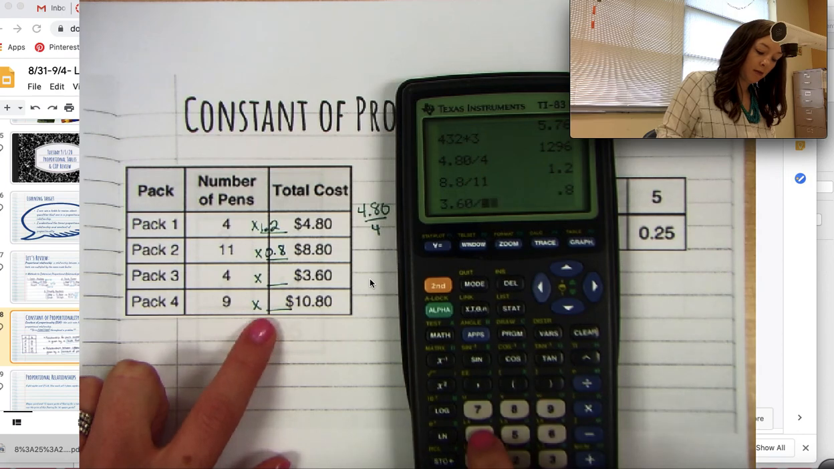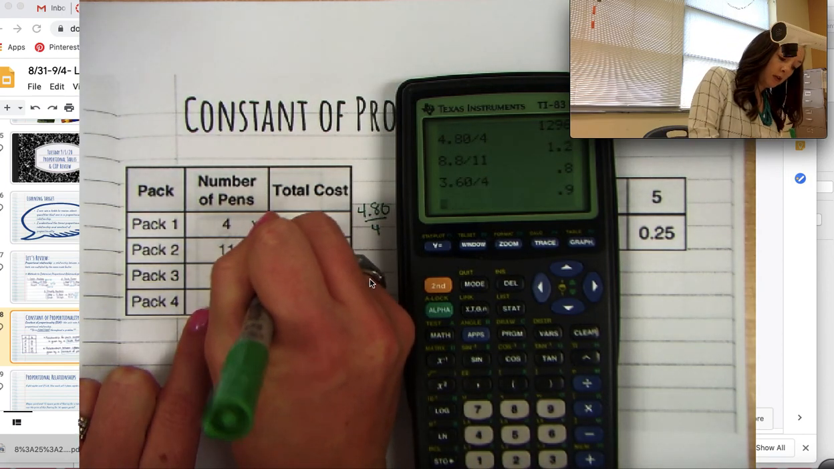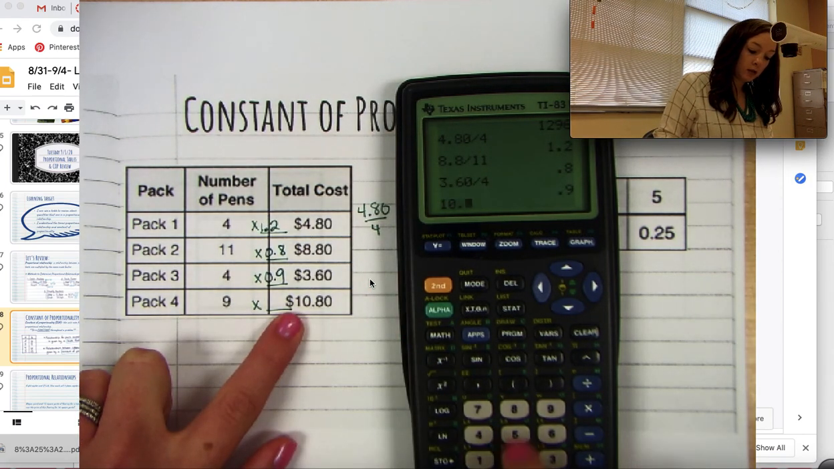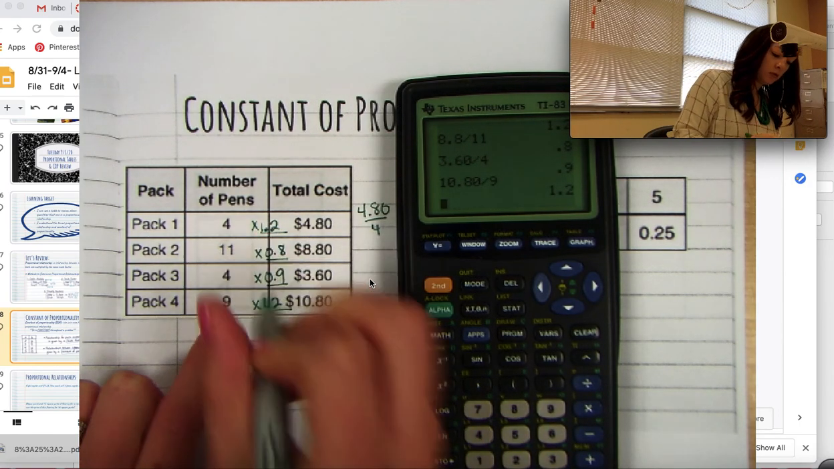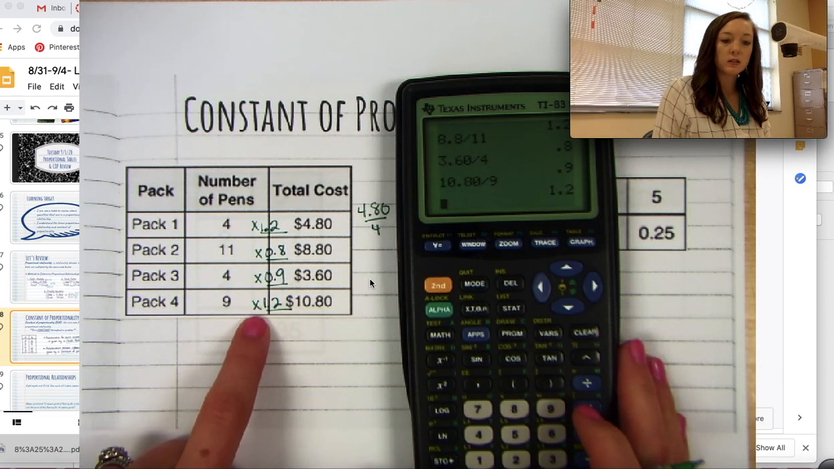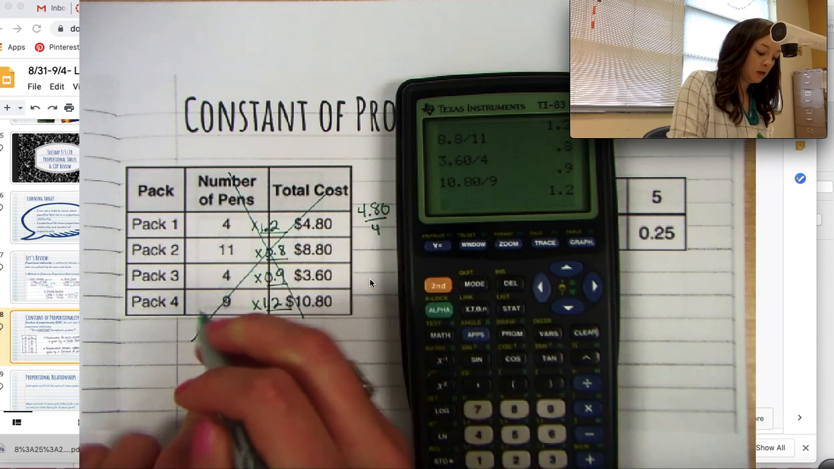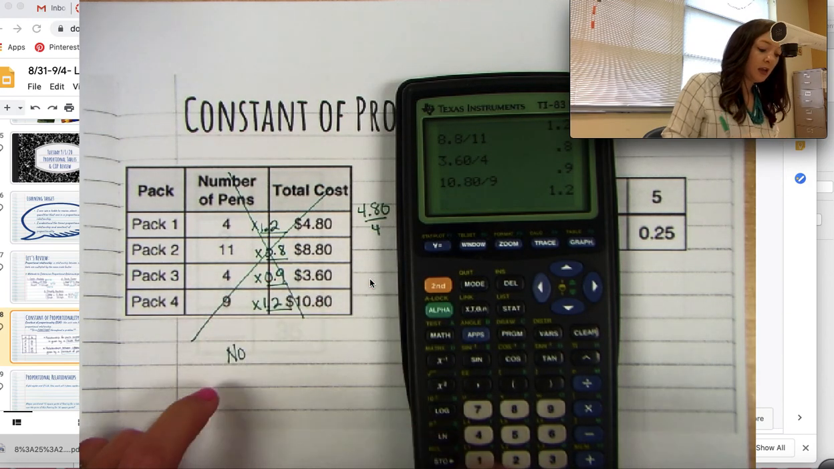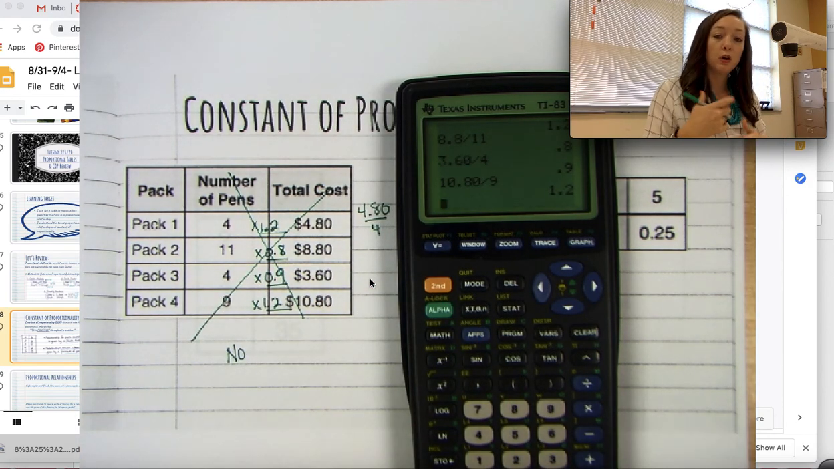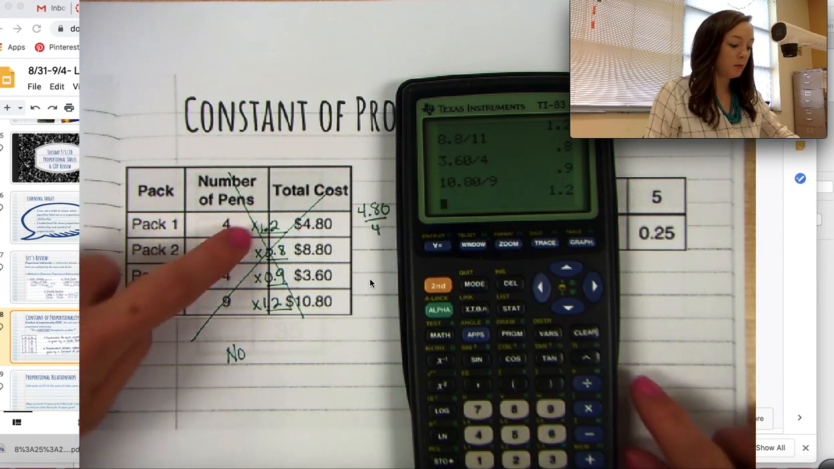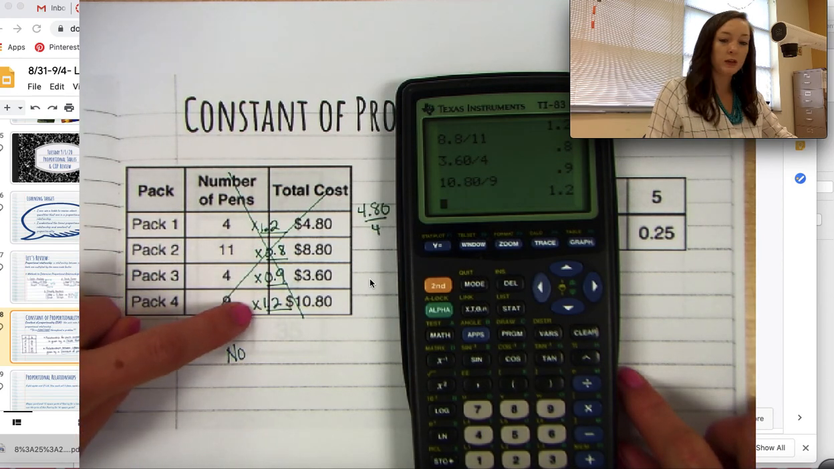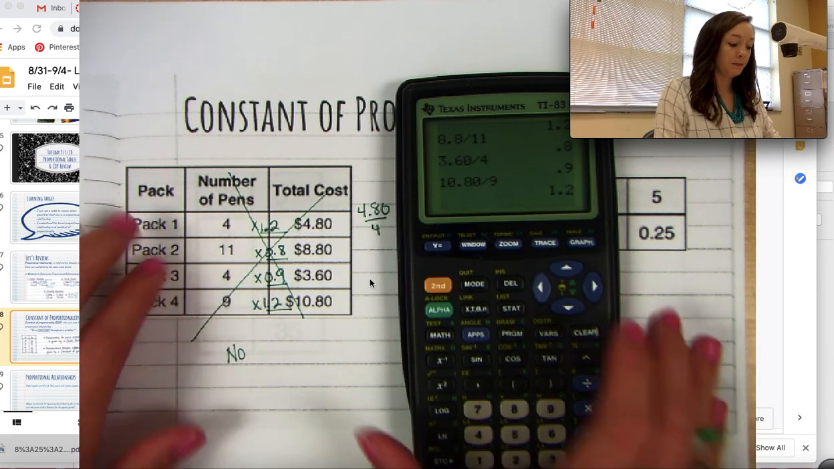$3.60 divided by 4, 0.9. $10.80 divided by 9, 1.2. Is the scale factor the same for every row? It's not, so this is not proportional. And all you have to do for showing your work or explaining why it's not proportional is showing me what you multiply by for every row. That's all you have to do. You don't have to write anything out.